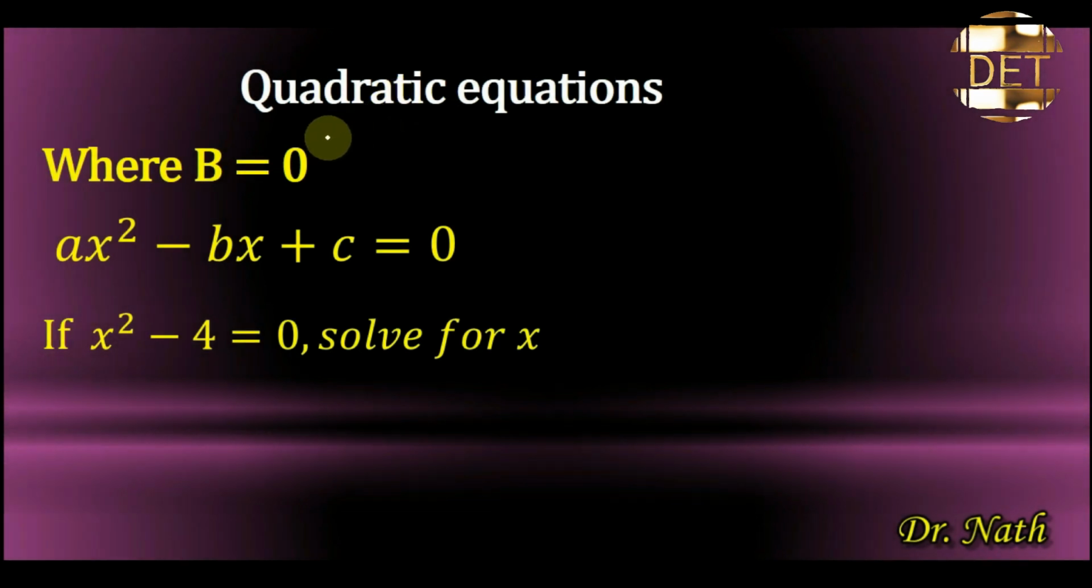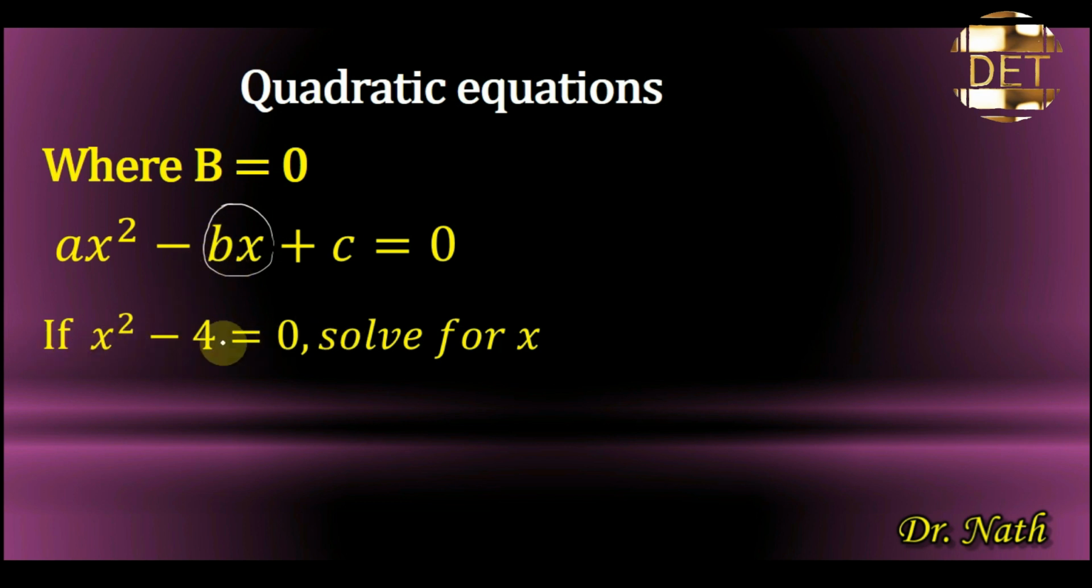Welcome to DT tutorial. In this video we are looking at quadratic equations, and here we are looking at a situation where b is equal to 0. So this is b. When b is equal to 0, that means 0 times x will give us 0. So in a situation where b is equal to 0 or bx is missing, how would you solve?